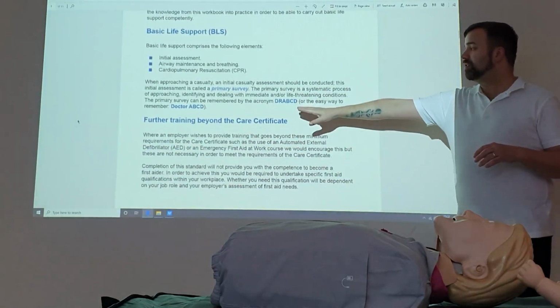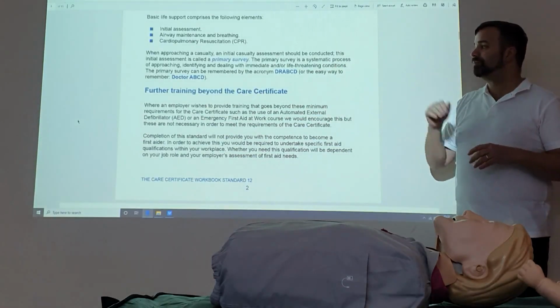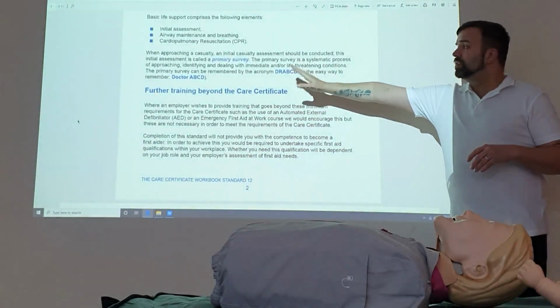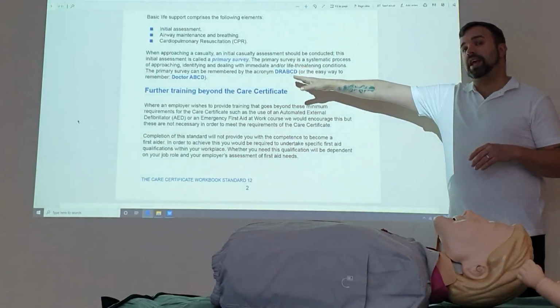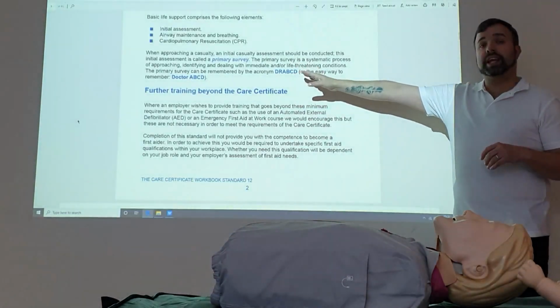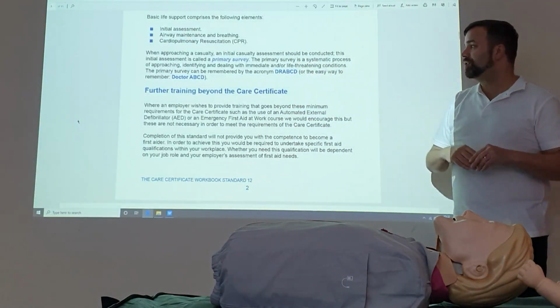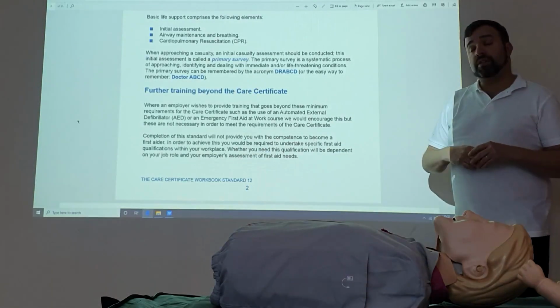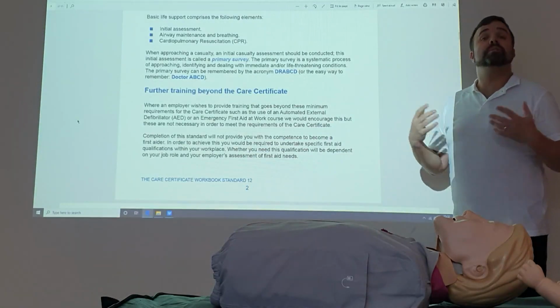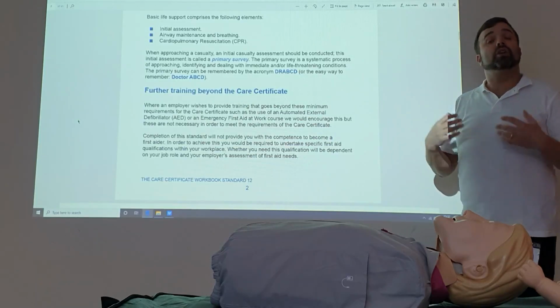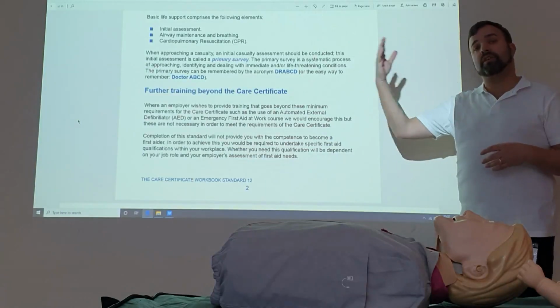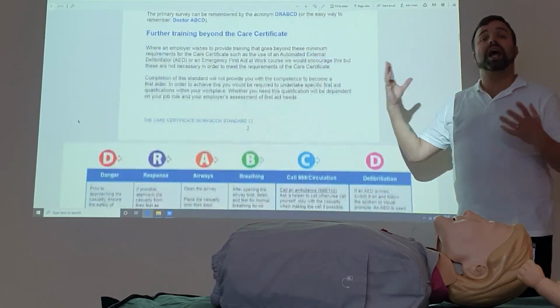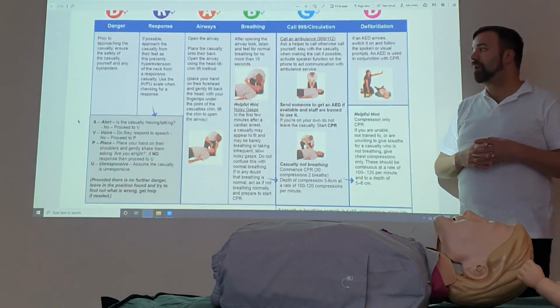DRABCD. So Doctor ABCD. Danger, response, airways, breathing, circulation and defibrillation. So that's the easy way to remember it. You will need further training beyond this because this is the minimum requirement, and again you'll do a one-day training course further down the line in your career. However, for now this is the minimum requirement.